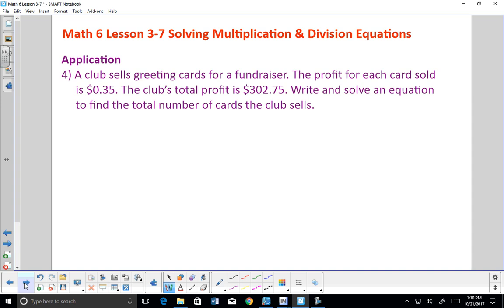Okay. So if you're thinking about this, the club sells greeting cards. Look at the question, because that's normally telling you what they're asking you to find. It wants you to write and solve an equation to find the total number of cards the club sells. That's what it's asking me to find. So I'm going to let C equal the number of cards sold.